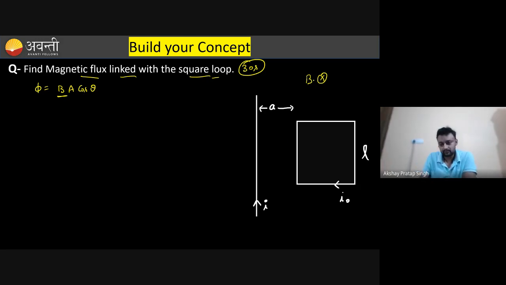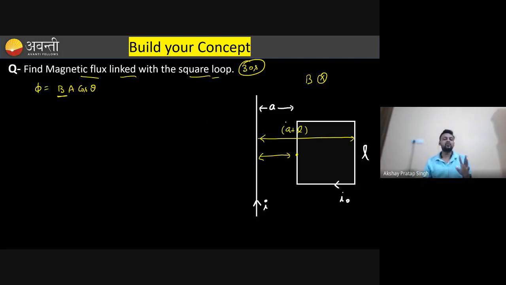Now, one more thing: will this field be uniform throughout the loop? You will say, for example, if I take this point, the distance is A, and at the last edge, at this point, the separation is A plus L. Can you see that the distance from the wire is increasing? Or you can conclude that the magnetic field is decreasing. And if the magnetic field is decreasing, that means the field is not uniform.